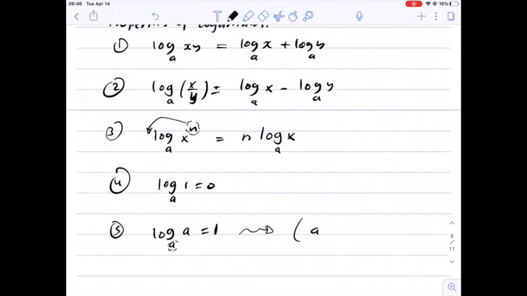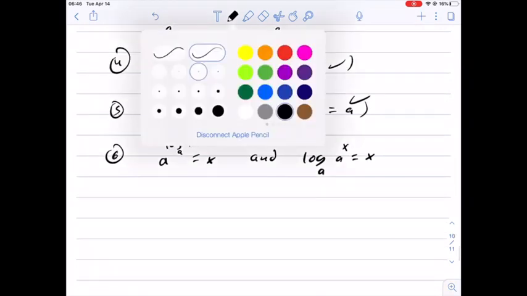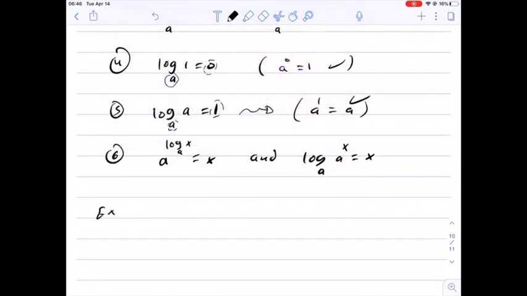And actually we can prove this by converting to exponential form. The base is a and the power is 1 equals a. So a equals a, that means it's correct. And here same thing, the base is a, power is 0 equals 1, and that's correct. Any number raised to power 0 is equal to 1 except 0 itself. Now the sixth property is a to the power log base a of x is equal to x, and log base a of a to the power x is x.